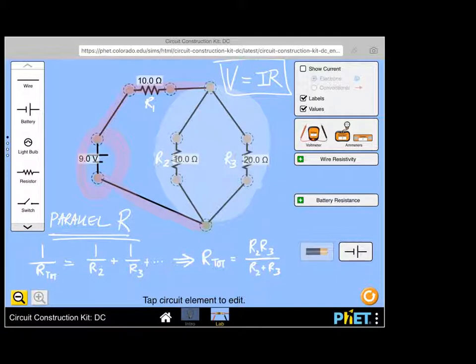So if we do this math, we're basically going to have 20 times 10 over 20 plus 10, and that's roughly 6.7. Now in the simulation, we can't do 6.7. It'll let us do 0.5 intervals. All right, so we'll get close when we run the simulation to the right answer.